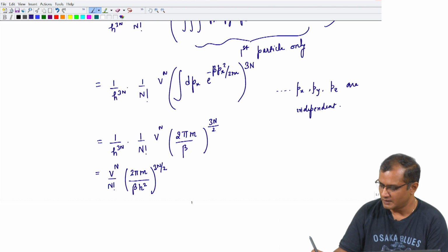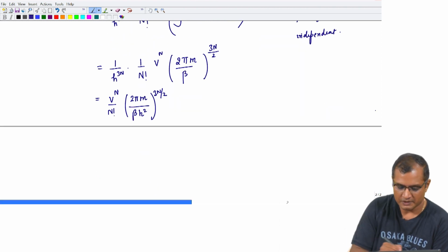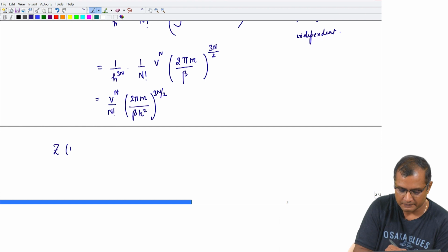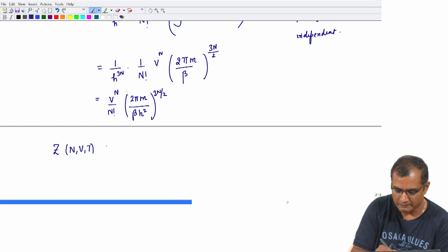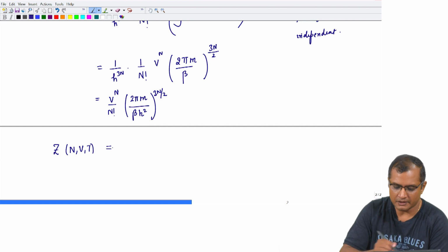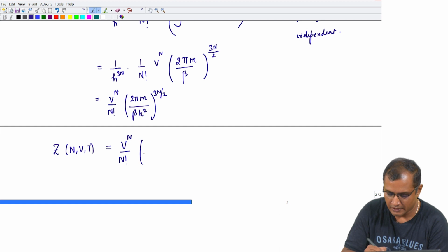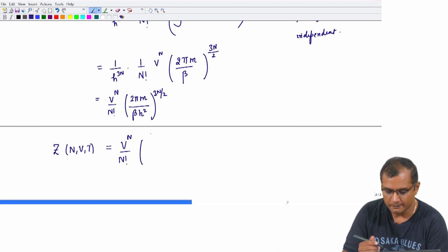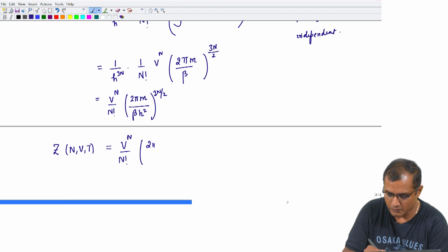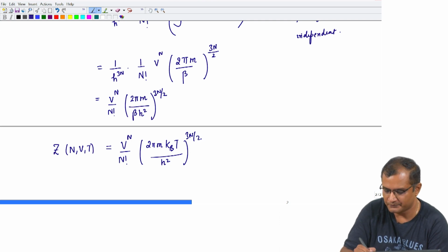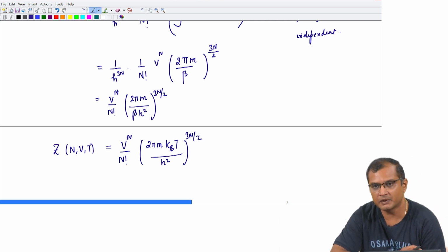Okay. So, this is my canonical partition function, and I can write it as V raised to N upon N factorial. Beta is just 1 upon kT. So, I can write this as (2 pi m k_B T upon h squared) to the power 3N by 2. Now, 2 pi m k T upon h squared is related to a length scale.